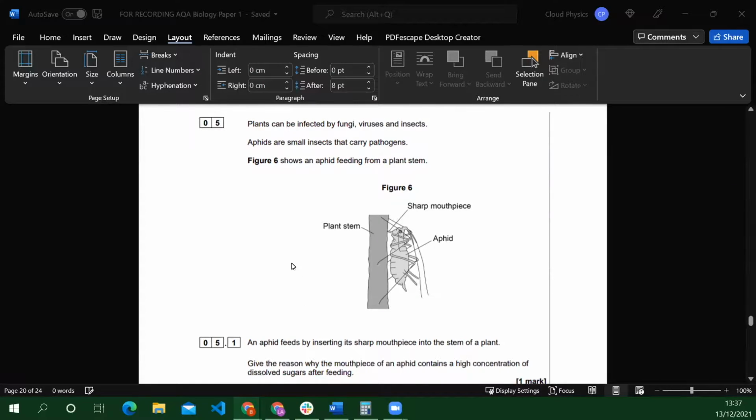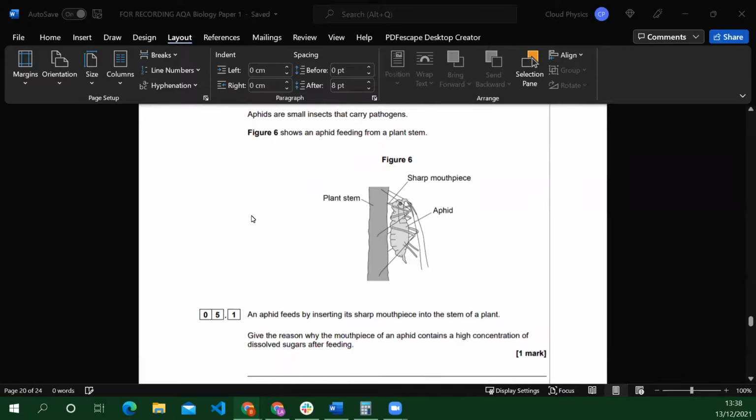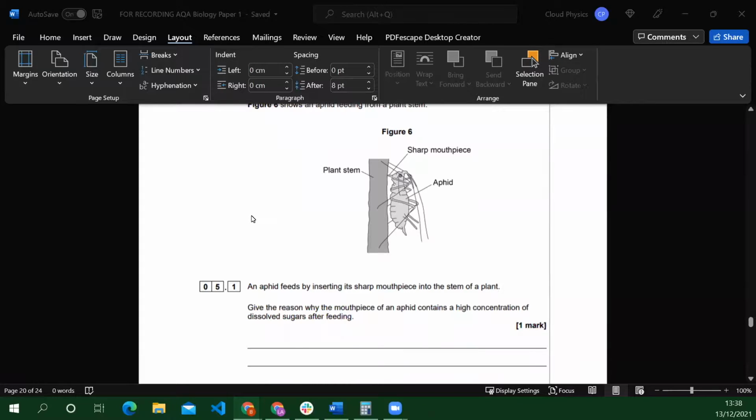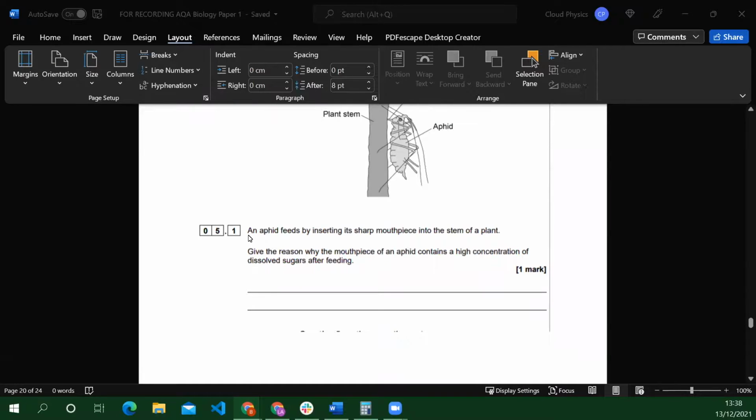Okay, number 5. Plants can be infected by fungi, viruses and insects. Aphids are small insects that carry pathogens. They're little green insects that ladybirds like to eat. Figure 6 shows an aphid feeding from a plant stem. An aphid feeds by inserting its sharp mouthpiece into the stem of a plant. Give the reason why the mouthpiece of an aphid contains a high concentration of dissolved sugars after feeding.